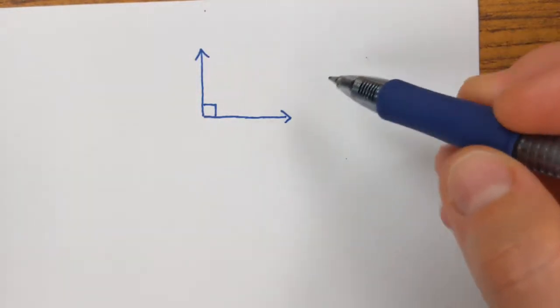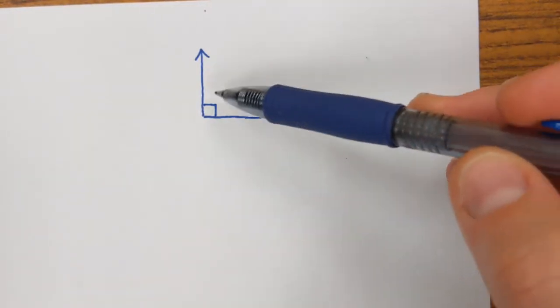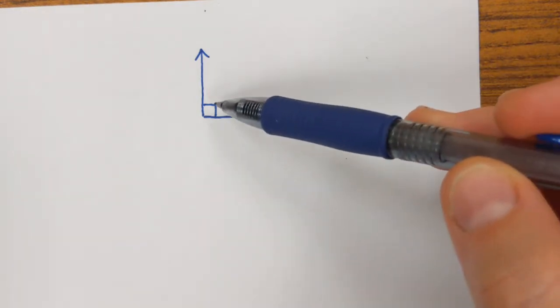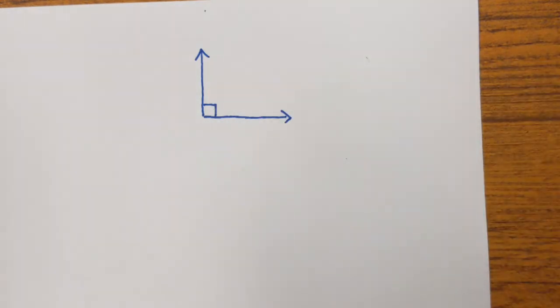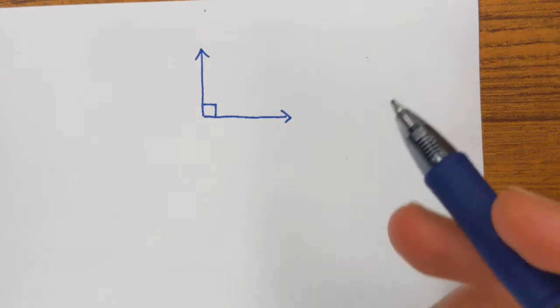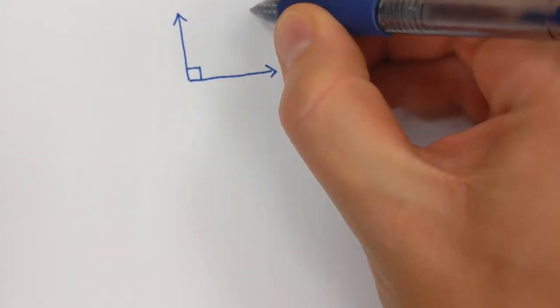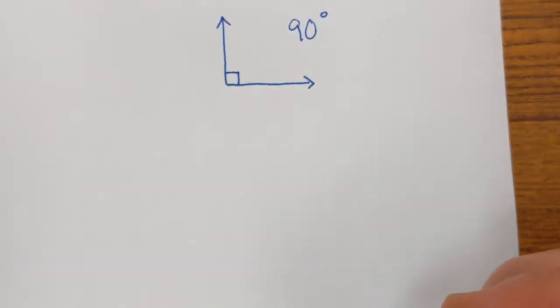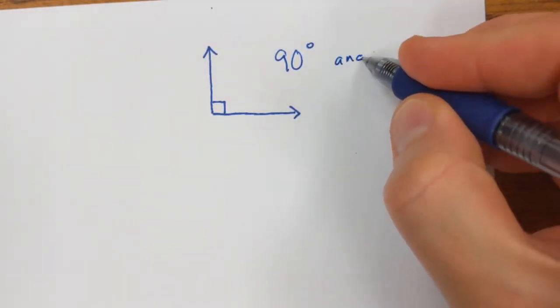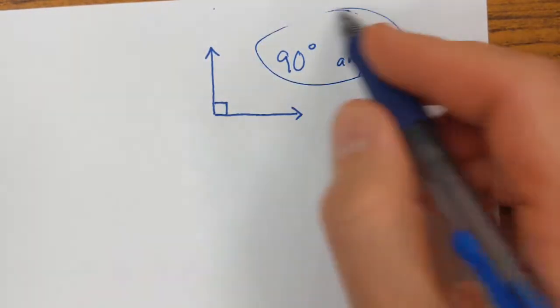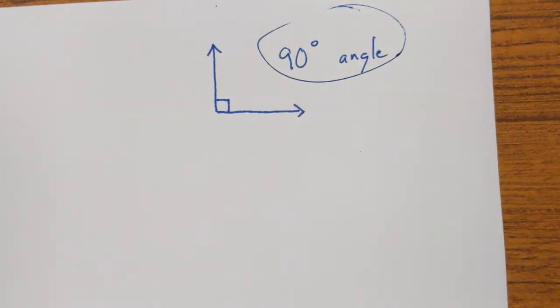Suppose I were to ask you, what is the measure of this angle right here, notated by this little box? Well, I have to believe that every single one of you out there would instantly be able to shout, "I know, Mr. Klein, that is a 90-degree angle." And you'd be correct. That is absolutely 100% correct. And I know you all know that.